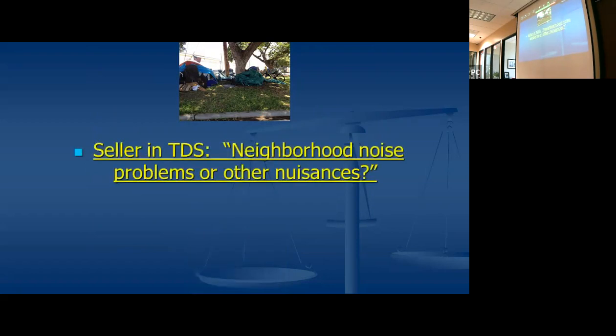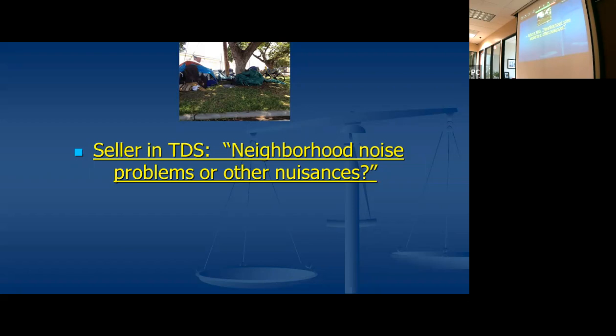The seller in the TDS, if they think it is an issue, and even, by the way, a halfway house in a neighborhood, that gets very complicated. It's who's living in it. If it's, say, people that have had a problem with alcohol, are they through the program? They are no longer technically alcoholics or don't have a problem with it. Then maybe there's a disclosure because they're not a protected class. They're just trying to find a job. But if somebody is in the process of recovery and therapy, they are a protected class. And so it can get very, very complicated.